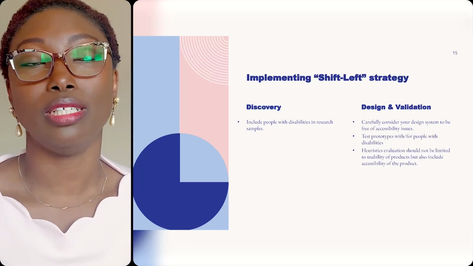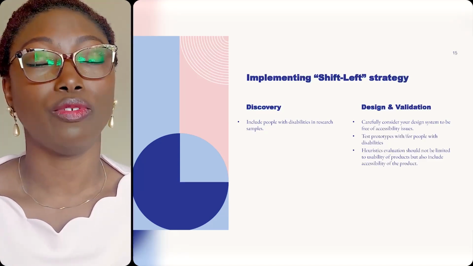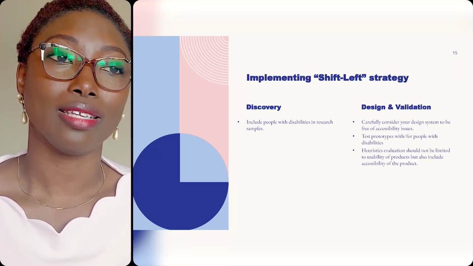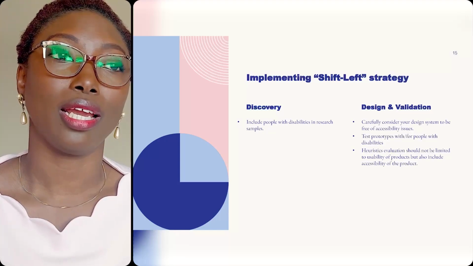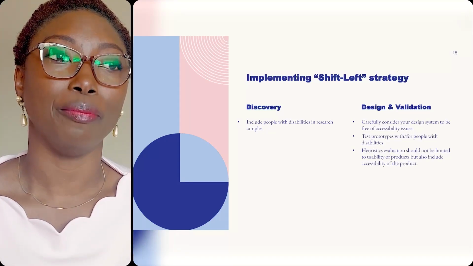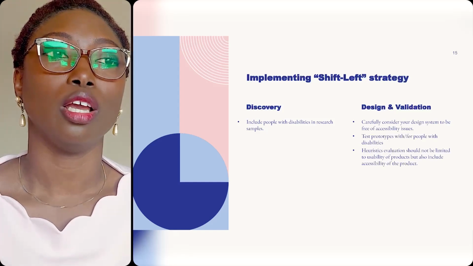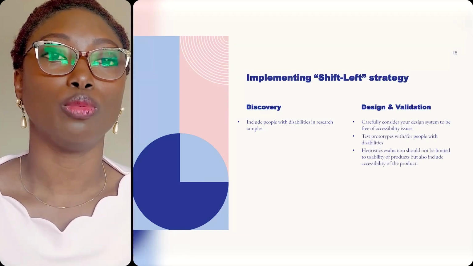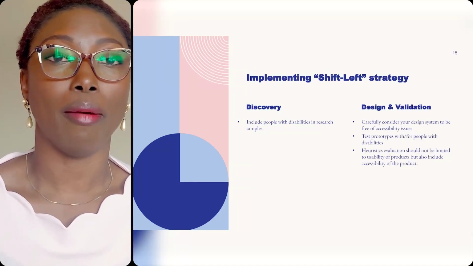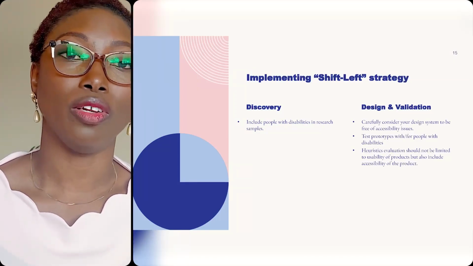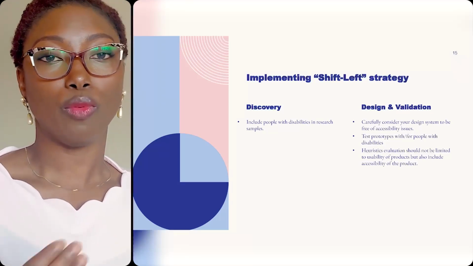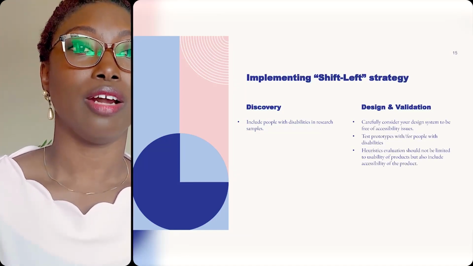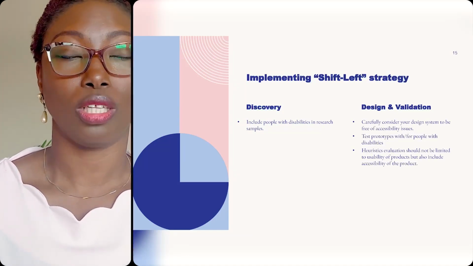Also, during the design and validation phase, we carefully consider our design system. A lot of times when a design system has accessibility barriers like low color contrast, and is not designed with the mind that some people will use assistive technology to navigate the website, it is very prone to be used to build products that have a lot of accessibility defects. But when we build our design system in a way that it is free of accessibility barriers, that reduces the risk of building products that are not accessible.